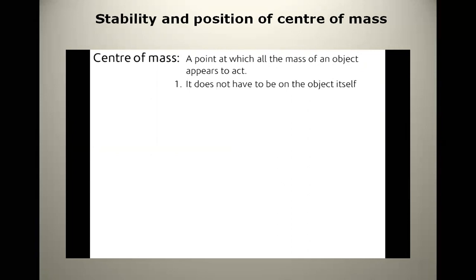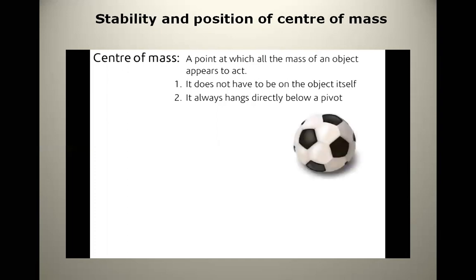Now, there are certain rules with the center of mass. The first one is it doesn't have to be on the object, which sounds a little peculiar, but hopefully that's obvious. The second one is when you hang an object from any point on that object, the center of mass will always be directly below the pivot. For instance, a football here, well, the center of mass, nice and easy, bang in the center. If it's a symmetrical object, such as this ball, then the center of mass will be in the center.